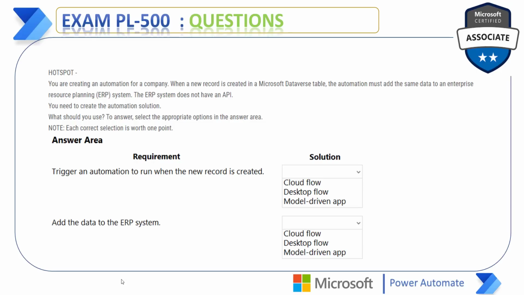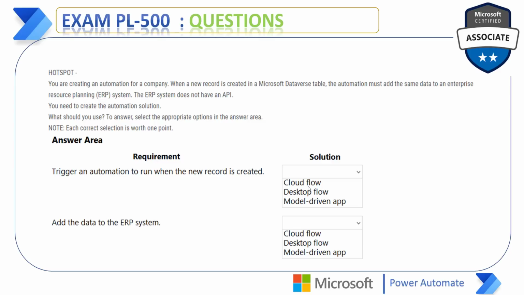All right. Now let me go back to the PL-500 question once again. There you can see my requirement: trigger an automation to run when a new record is created. When a new record is created in the Microsoft Dataverse table, what is the solution that I'm going to use? There you can see I have three options: cloud flow, desktop flow, and model-driven app. The suitable solution is cloud flow.